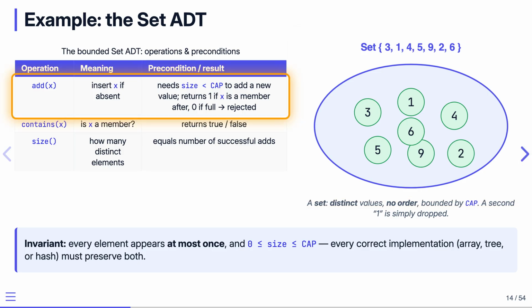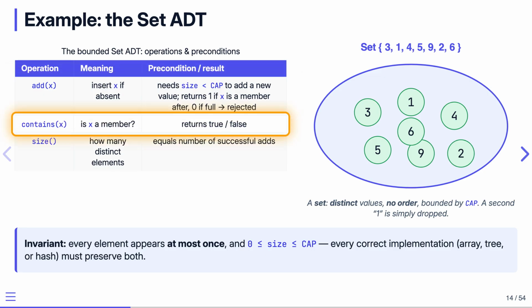The set gives us three operations. The first is add of x. It inserts x only if x is not already there. It returns 1 if x is a member after the call, and 0 if the set was full and had to reject the new value. The second operation is contains of x. It asks a simple question: is x a member of the set? It returns true or false.